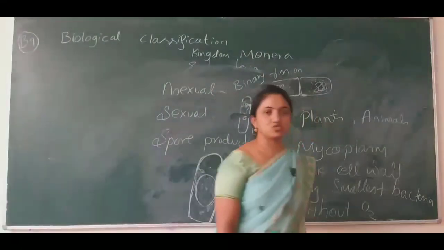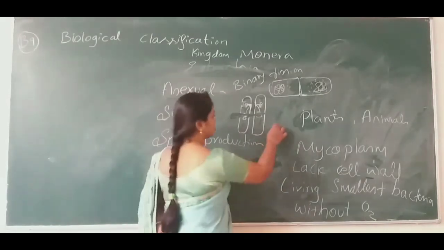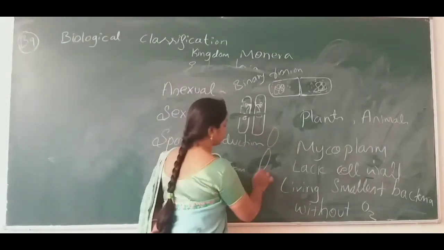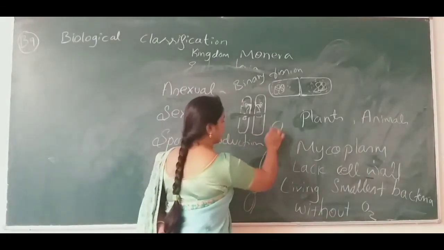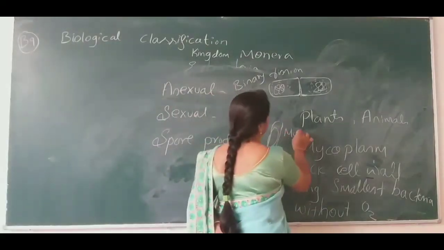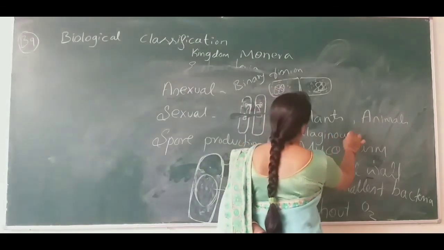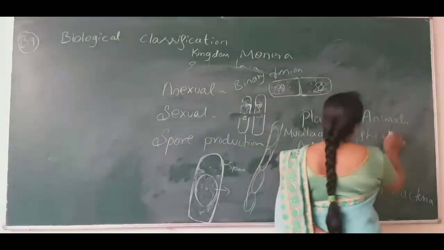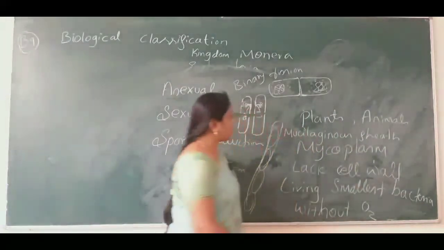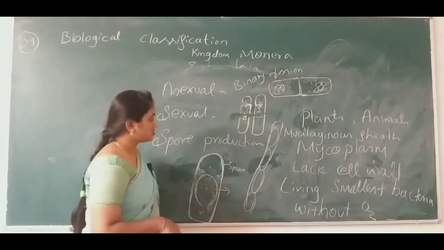Let me tell you one more thing, to make it correct. For Nostoc, I wrote gelatinous sheath. It is also known as mucilaginous sheath. Only that much you have to remember. One more name for gelatinous is mucilaginous. Okay, so that's all.